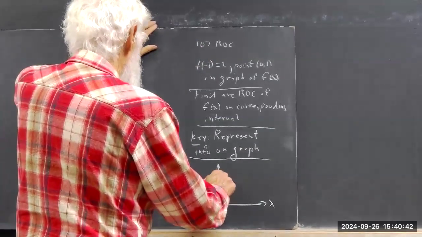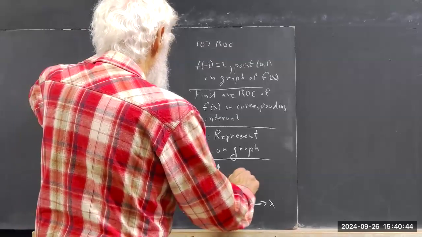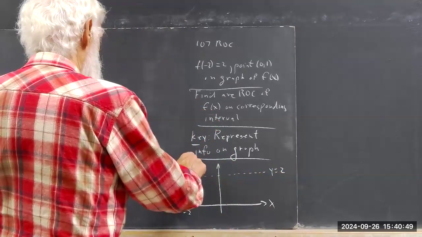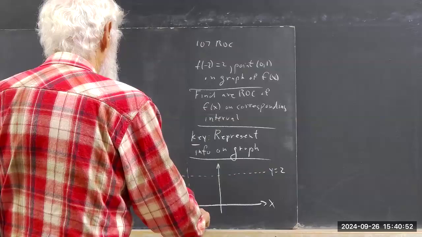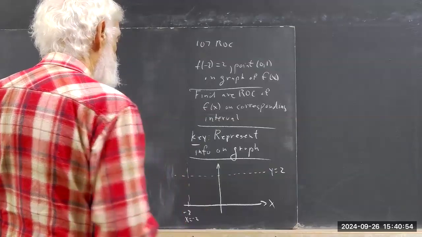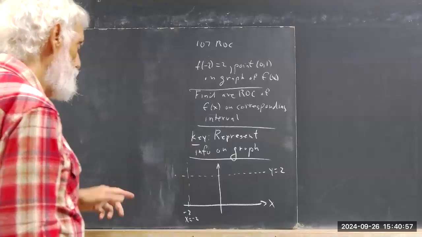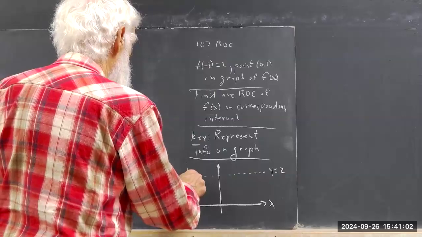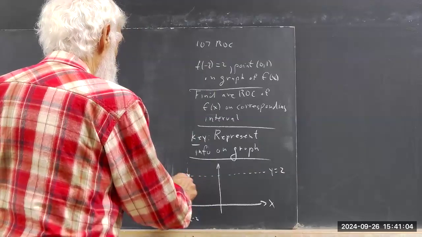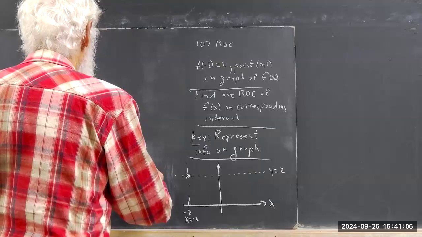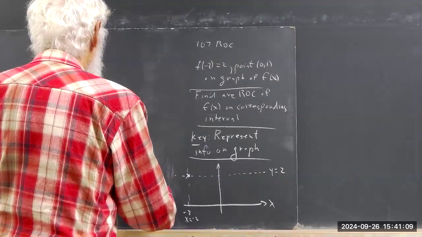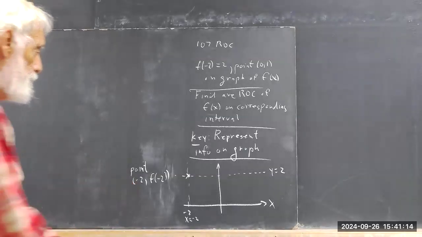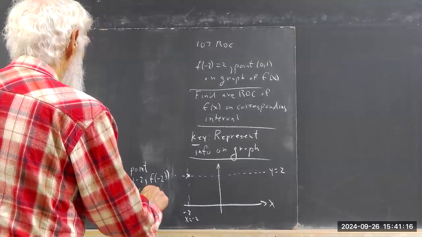So let's just say, I like to use a dotted line. Y equals 2 here. This is your line x equals -2. So again, when x equals -2, this says that y is 2, which means this point is on the graph. So this is the point (-2, f of -2), which equals 2.